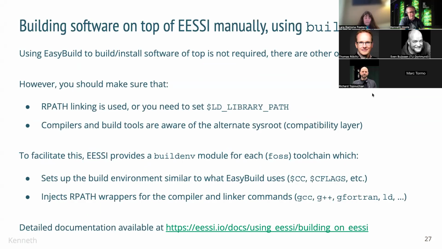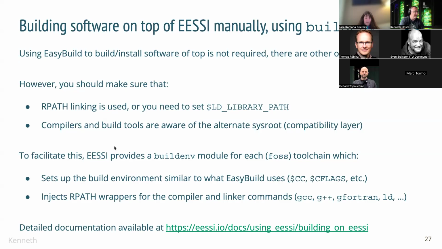literally unpack tarballs, run compiler commands, run make, and so on yourself. But here you have to be a little bit careful. You have to make very sure that the installation that you're doing is sitting on top of the EESSI compatibility layer. And that everything is being properly linked to make sure that the installation will actually work the way you expect it to. So for this, we have to make sure RPATH linking is used and that we're not relying on LD_LIBRARY_PATH at runtime, and that we're really using all the libraries that are available from the EESSI compatibility layer.